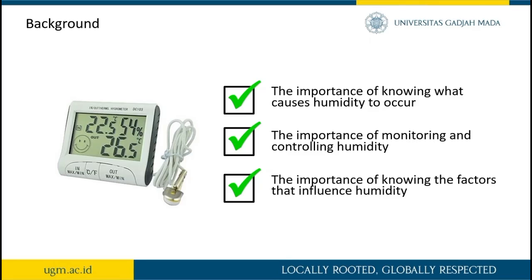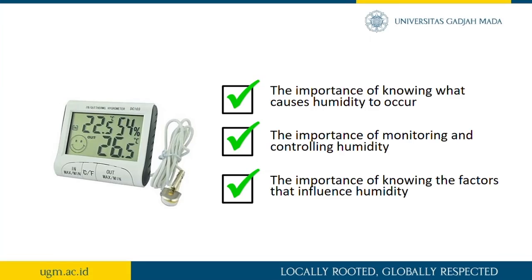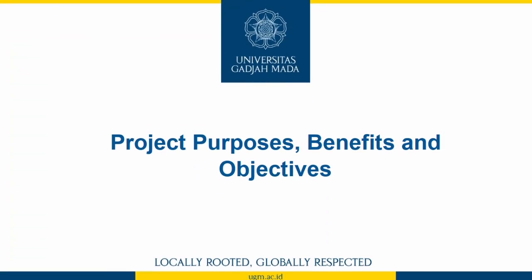Because of that, we know the importance of knowing what causes humidity to occur, and based on our background, we conclude the background in three points. The first point is the importance of knowing what causes humidity to occur. The second is that controlling and monitoring humidity is also important. And the third is the importance of knowing the factors that influence humidity. So based on the things mentioned in the background, we conduct this project.